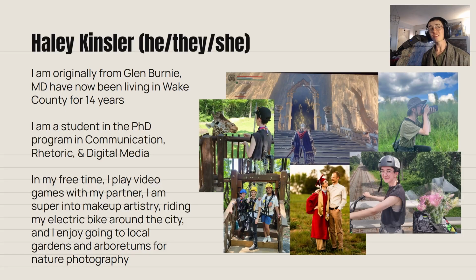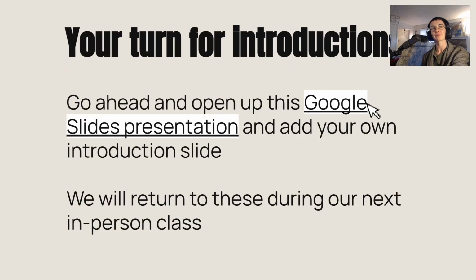Other things that I enjoy, I love makeup and makeup artistry. I play video games with my partner, so that screenshot there is from right before we played the final boss in Elden Ring. I also am very outdoorsy. I like to take pictures and ride my bike around the city. So those are a little bit of things about me. My philosophy is that it's really important to have things that you're doing outside of academia, so these are some of the ways that I like to spend my time.